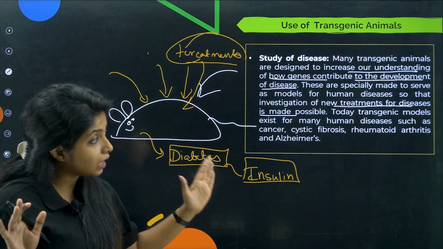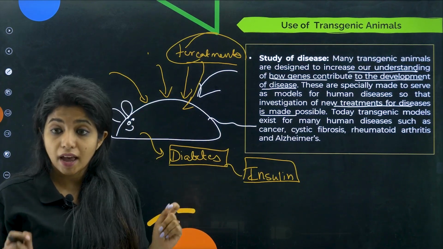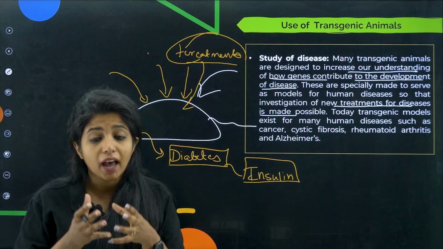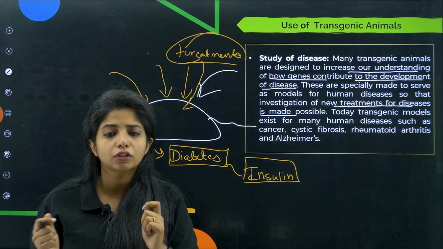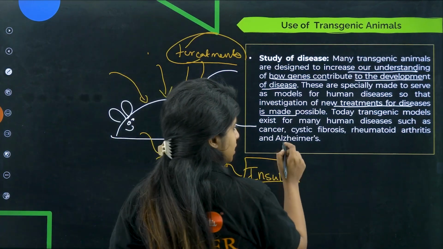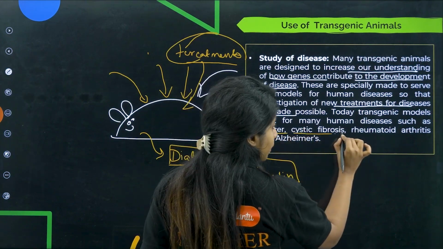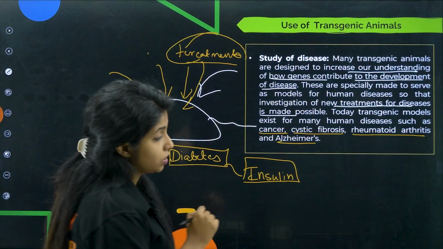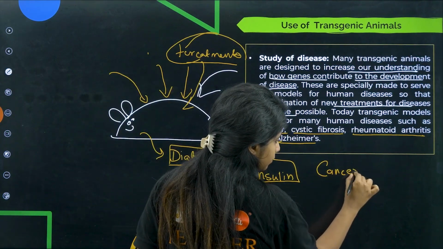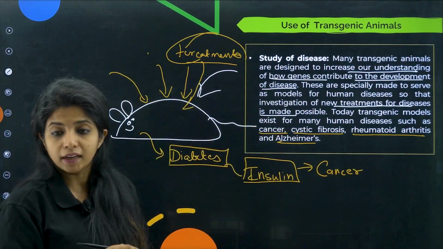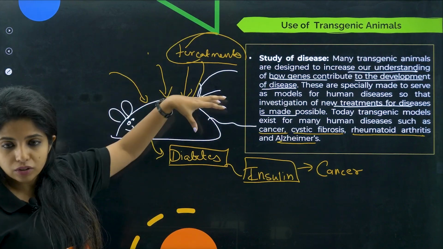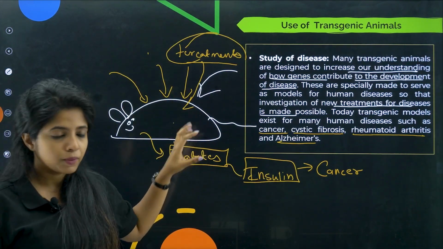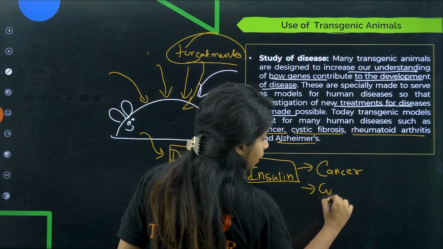So with the help of this, there are so many transgenic models that have been made for understanding the role of these diseases. What are those diseases? Let's see. So cancer, cystic fibrosis, rheumatoid arthritis and Alzheimer's. You have to remember their names. What is it, children? You have cancer. So transgenic models were made such that I can put certain treatments on them and see whether it is helping to cure cancer or not. So cancer is there. Apart from that, cystic fibrosis is there.